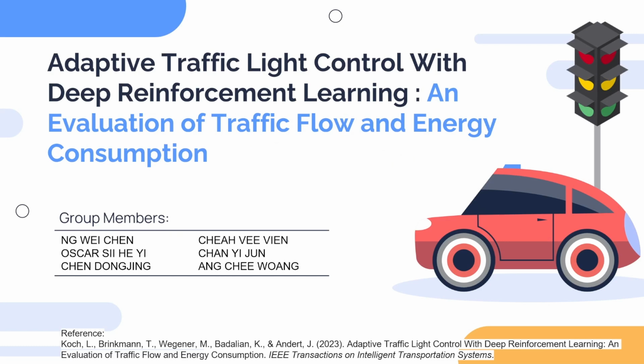Good morning, everyone. Today we are going to present a research paper on adaptive traffic light control with deep reinforcement learning. This study evaluates the impact of adaptive traffic light control on traffic flow and energy consumption in urban environments. First of all, let me give you an introduction about this study.